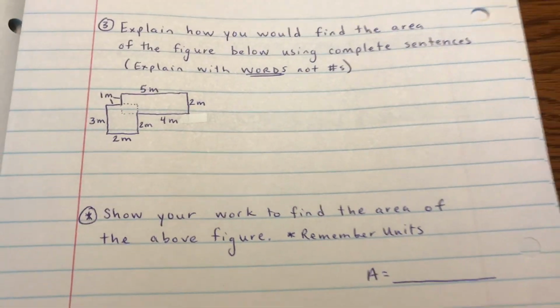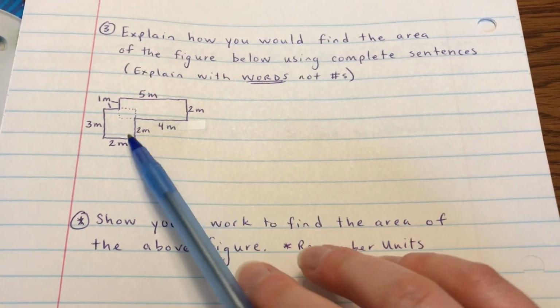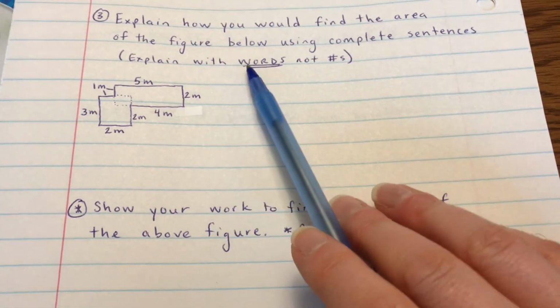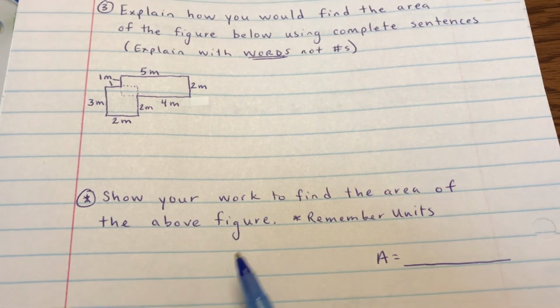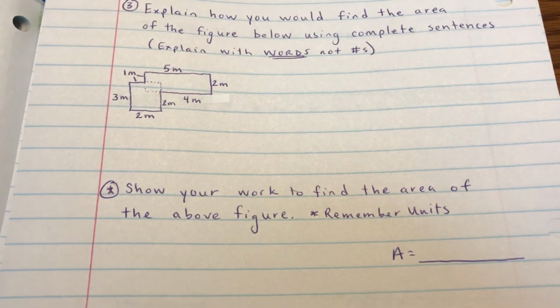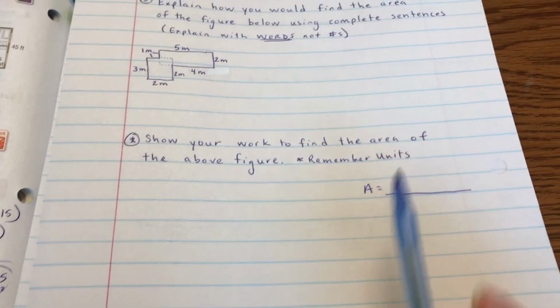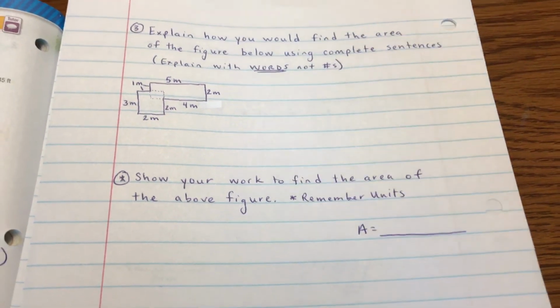And then on the back, you have an overlapping figure. So explain how you would find the area of this. Use words. Don't use any numbers. And then show your work to find the area of that figure. Show your work down here. Remember the units. And you're done.